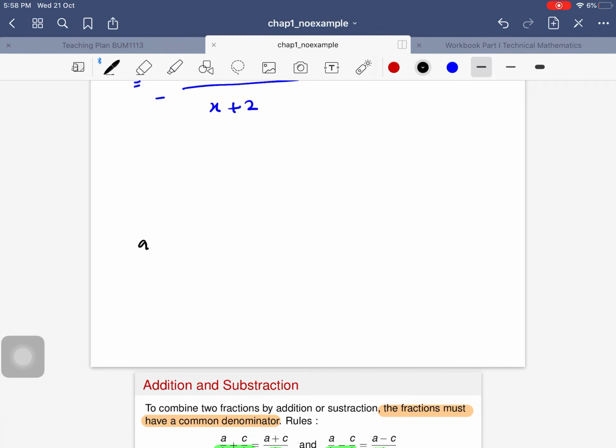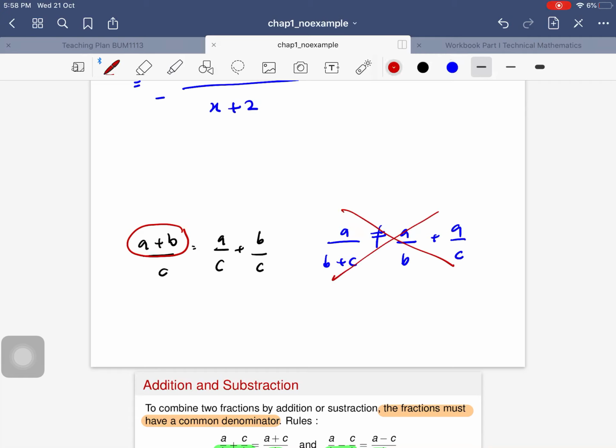Remember, when you have (a + b) over c, I'm referring to the numerator, the top part right here, you can separate them. You can write this as a over c plus b over c. However, if you have a over (b + c), there is no way that you can write this as a over b plus a over c. So this is going to be completely wrong.